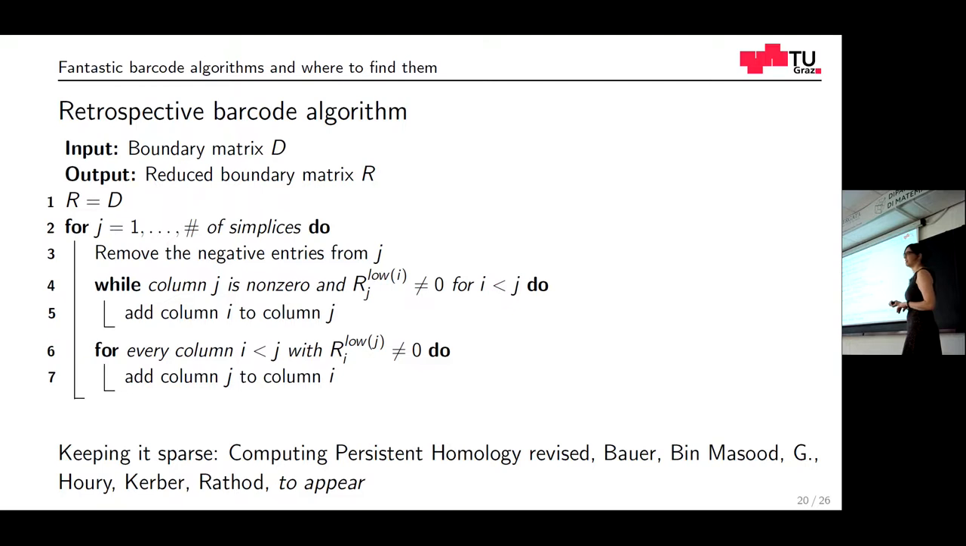But I mean, he implemented it, so it doesn't have a problem with that, but it's just weird to think about it. And then we figured out that, okay, every reduction that remembers the rank of the lower left submatrix is fine. And then we started playing around a lot. So even in this retrospective barcode algorithm, we do some backward operation. So we take some column that appeared later, and we add it to something that appeared before.